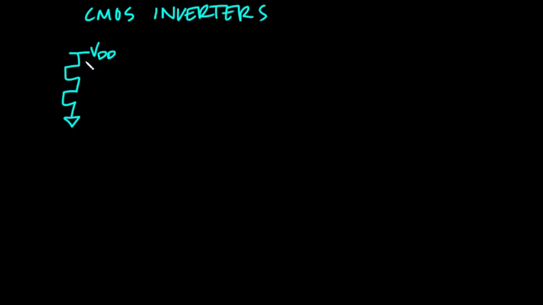And we know that the source of the PMOS device is higher than the drain of the PMOS device, so that means this is our PMOS device. And the source of the NMOS device is lower than the drain of the NMOS device. So this is our NMOS device on the bottom.